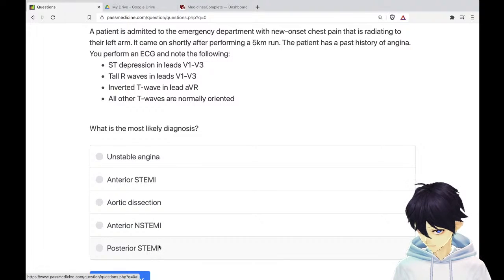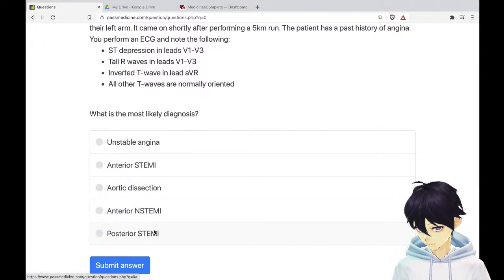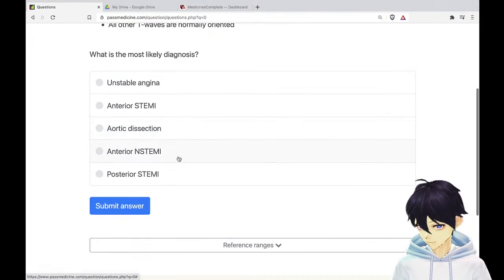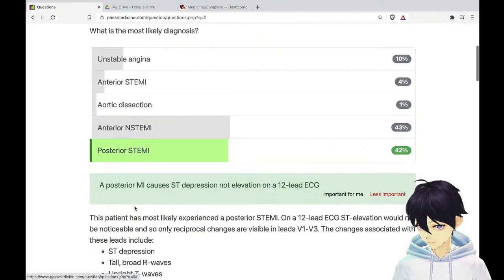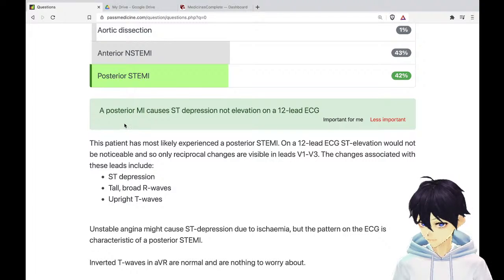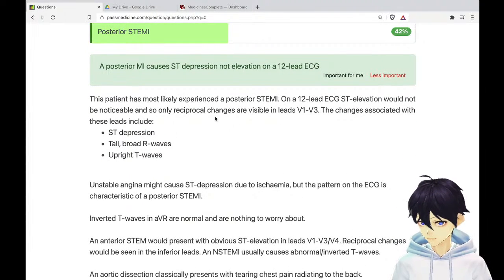So I'm going to guess posterior STEMI. Because this can be reciprocal changes. Yes, the answer is posterior STEMI. A posterior MI causes ST depression, not elevation, on a 12-lead ECG. This patient has most likely experienced a posterior STEMI.